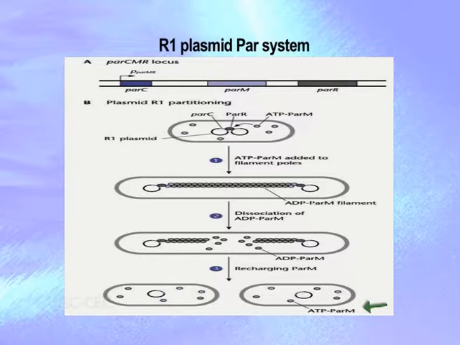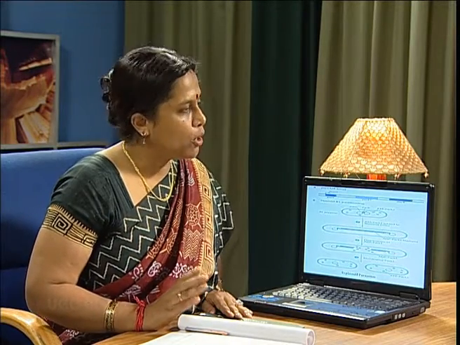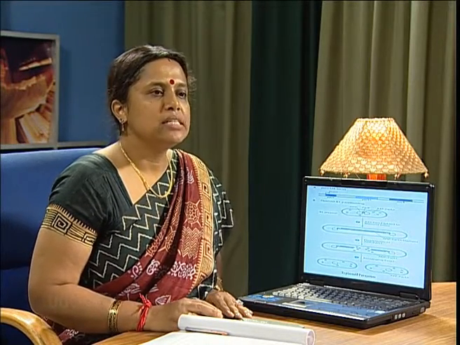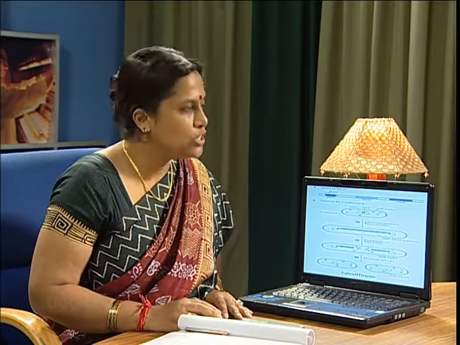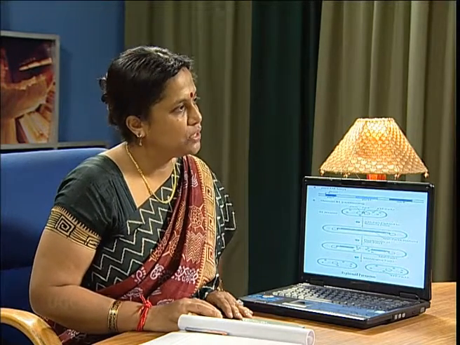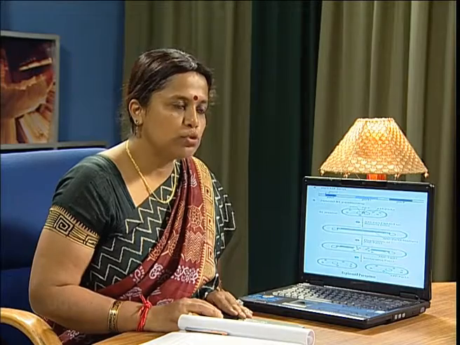So as we have seen, if these PAR mechanisms are operative and functioning properly, then the chance of the bacterial cell losing a plasmid during cell division is lost. So this is supposed to be the strongest mechanism that makes sure that plasmids are not cured during cell division.